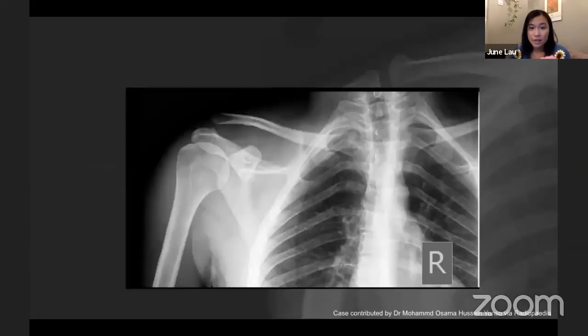So let's go with our first one. What do you think is going on? And I will give you a hint by saying it has to do with alignment.